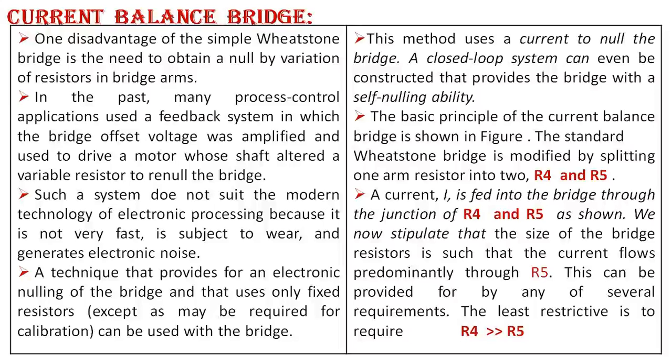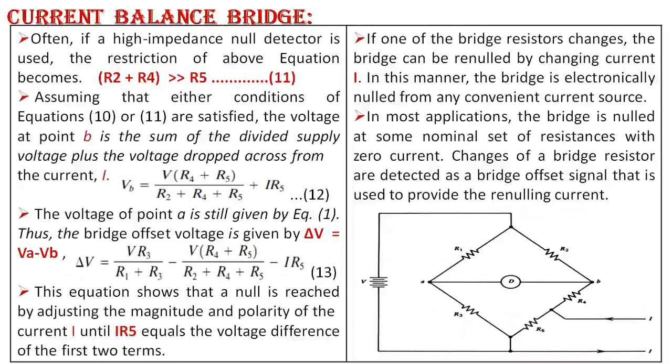The standard Wheatstone bridge is modified by splitting one arm resistor into two, R4 and R5. A current I is fed into the bridge through the junction of R4 and R5 as shown. We now stipulate that the size of the bridge resistors is such that the current flows predominantly through R5. This can be provided for by any of several requirements. The least restrictive is to require that R5 is greater than R5.